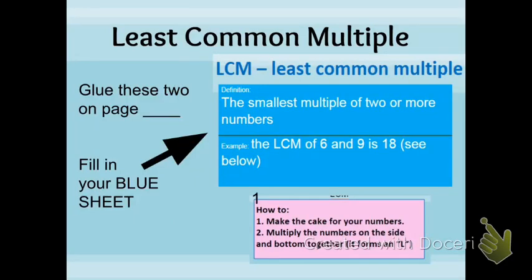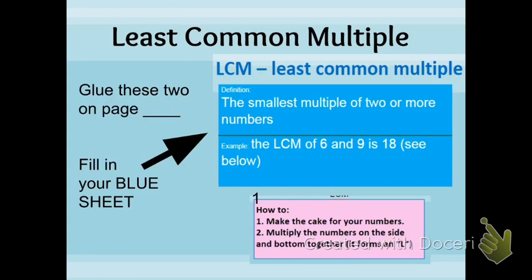So last week we talked about greatest common factor, and those two things, greatest common factor and least common multiple, are related, and they kind of get confused. So we're going to spend a little time talking about the differences between those two things.